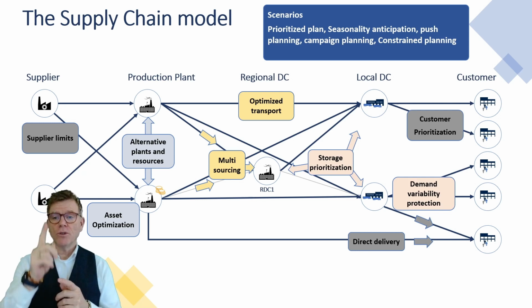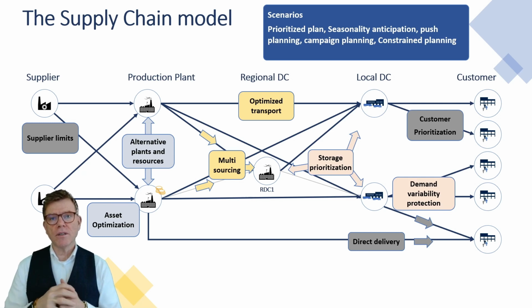For instance, you wish to have some supplier limits with a constrained supplier scenario. You wish to optimize your asset utilization, production asset utilization. You wish to include multi-sourcing. You wish, like it's shown in the blue box on the top here, to prioritize your plan depending on the customers, the seasonality anticipation, some push production, campaign planning. This is what I call the supply chain model, which is covered by means of cost definition, master data, and also the transactional data which exists in your system.